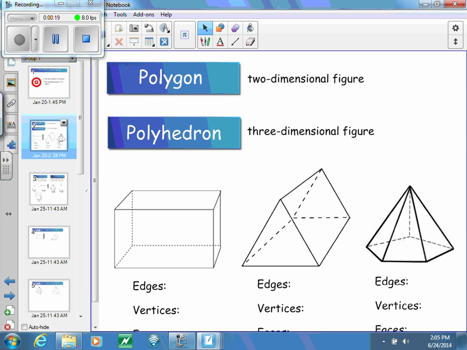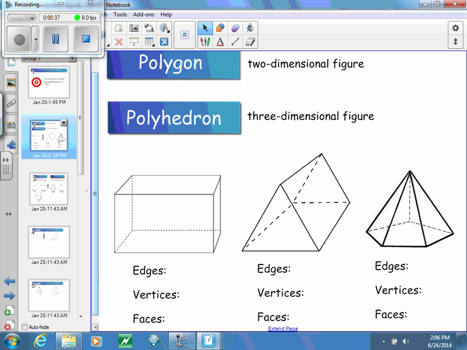So when we're talking about the difference between a two-dimensional and a three-dimensional figure, polygons are two-dimensional, so they're flat on a piece of paper, whereas three-dimensional, we're talking about polyhedrons. Here I have three examples of a polyhedron that are drawn out, and they look 3D. It looks like it's popping out of the page at you. The reason that they are 3D is because they have more than just one plane that creates them. Now, all three of these have what we call edges, vertices, and faces.